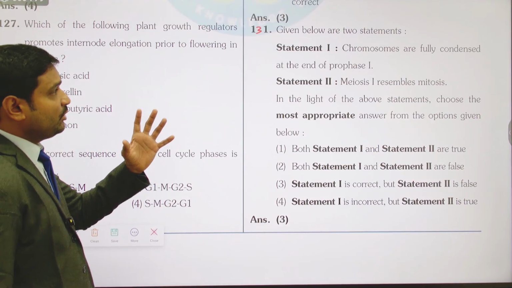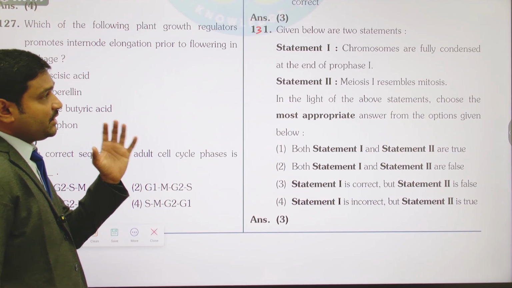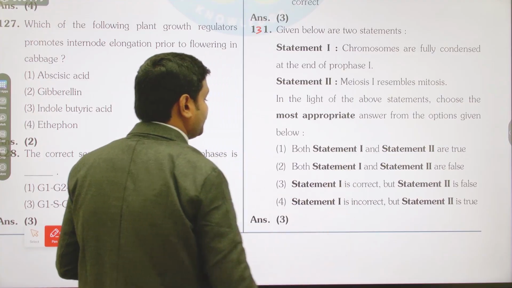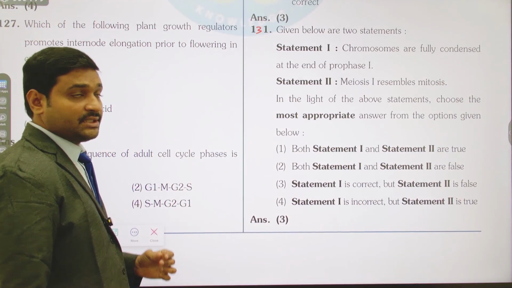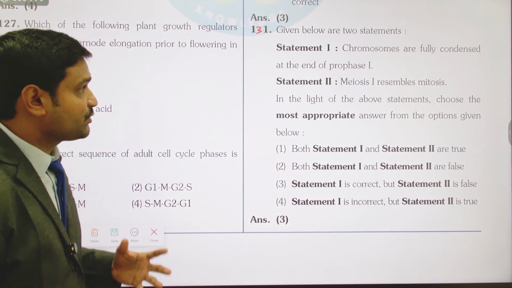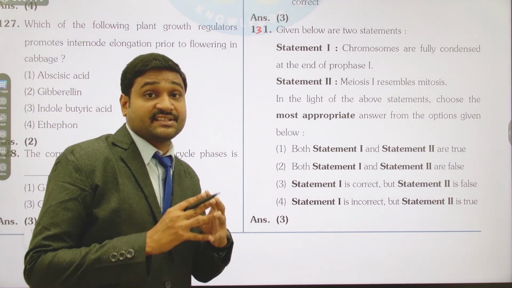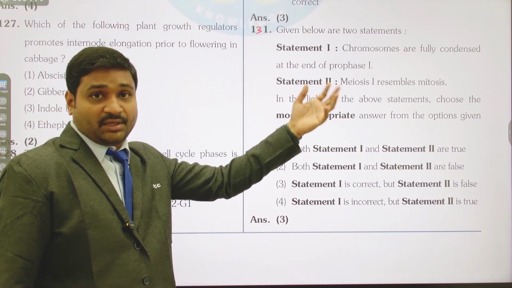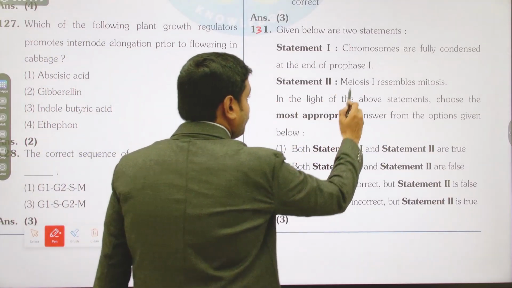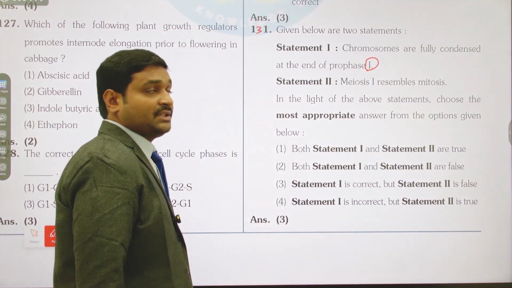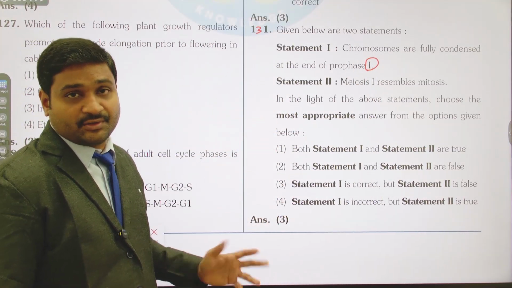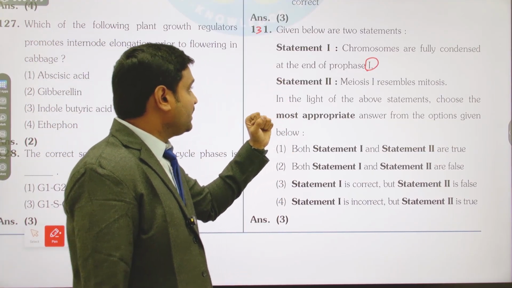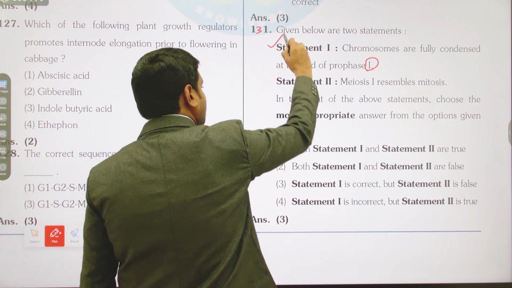Given below are 2 statements. Here statement 1: chromosomes are fully condensed at the end of prophase 1. Yes, absolutely. At the end of prophase 1, which means the question is asking about meiosis, not mitosis. So please don't get confused. At the end of prophase 1 of meiosis. Some people don't see this number, so they thought that it is mitosis. No, this is completely a question from meiosis. So chromosomes are fully condensed at the end of prophase 1. So statement 1 is correct.